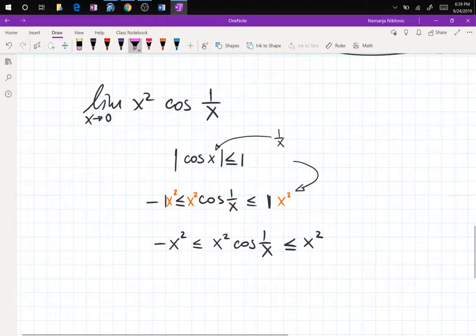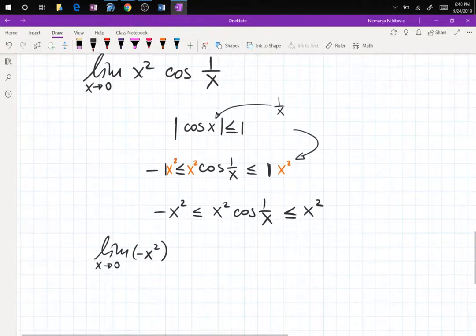And now when I take the limits of all three of these, I have the limit of negative x squared as x goes to 0, and that limit is 0. And over here I have the limit of x squared as x goes to 0, and that limit is also 0.